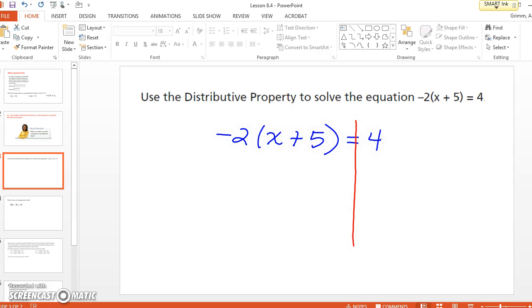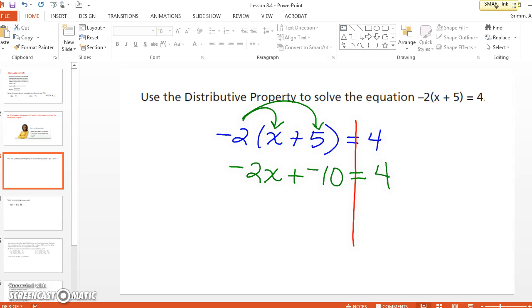And now we're going to do exactly what we did in the warm-up. We're going to go ahead and distribute that -2. So I'm going to take -2 times x, which is -2x. Keep my plus sign and do -2 times 5, which is -10. And then I'm going to make that equal 4.